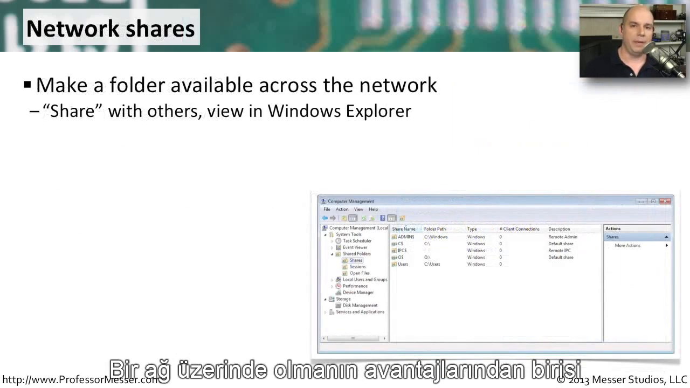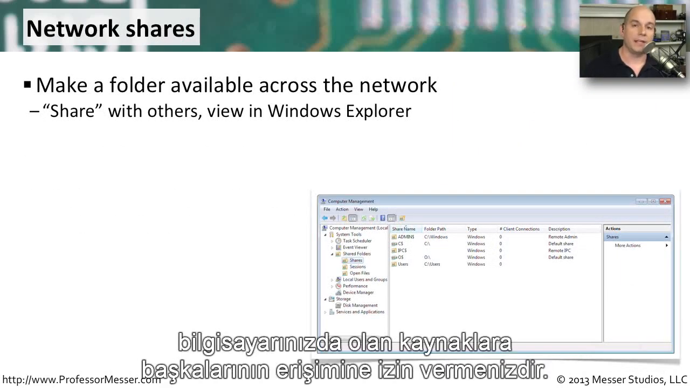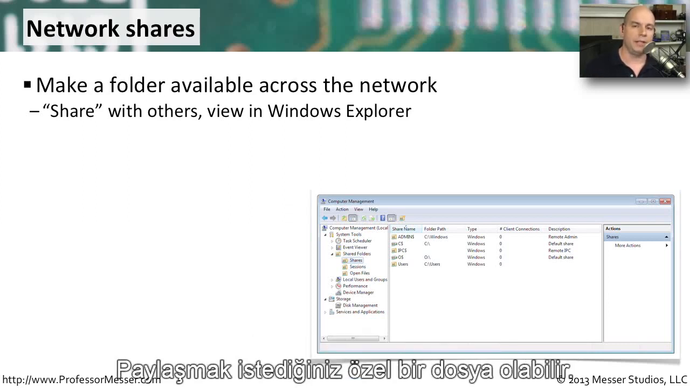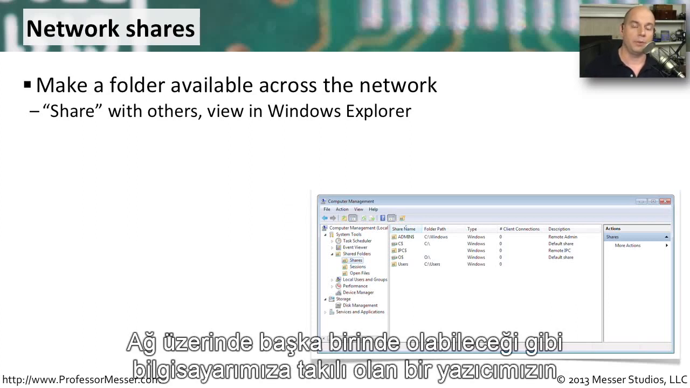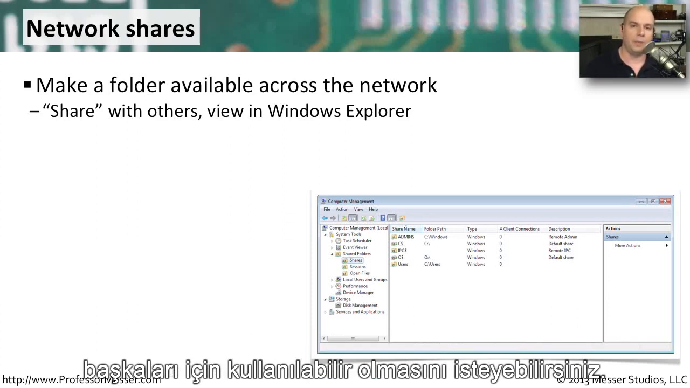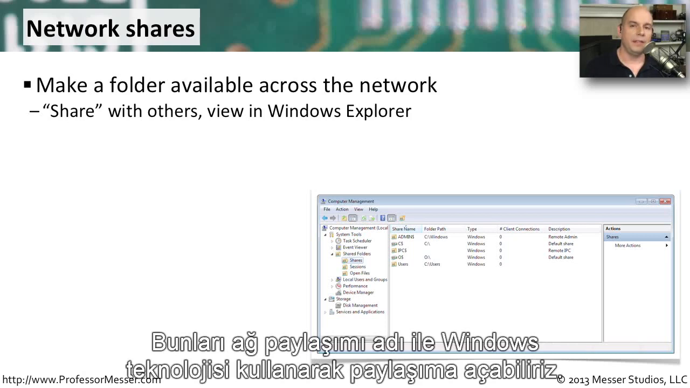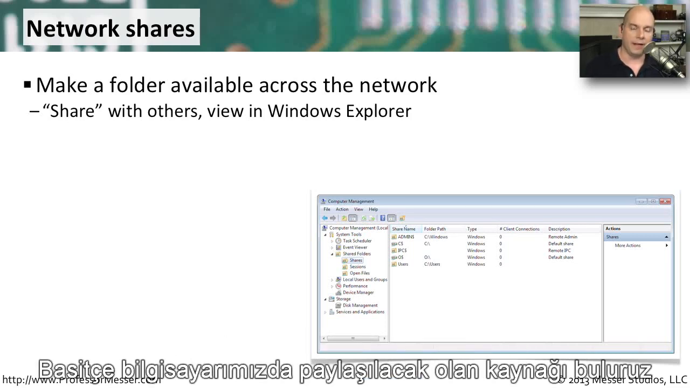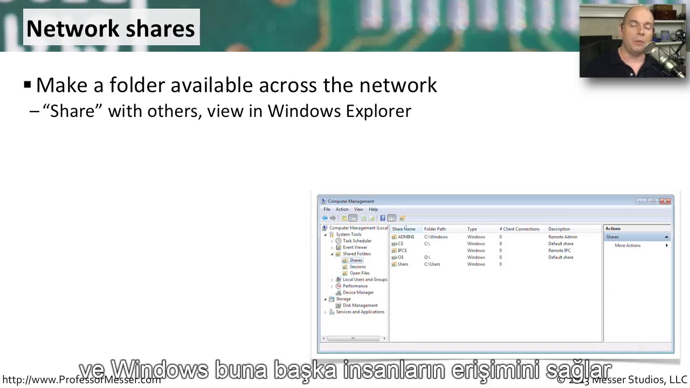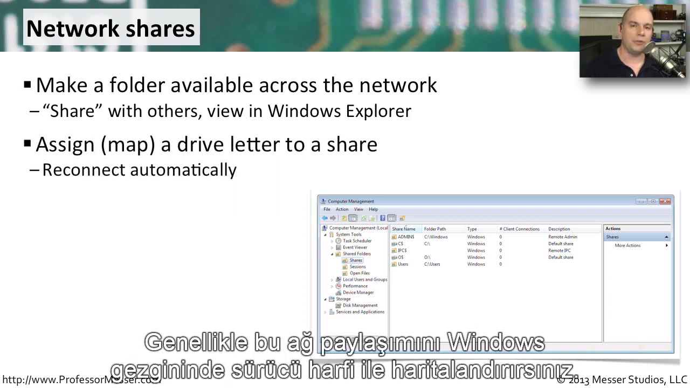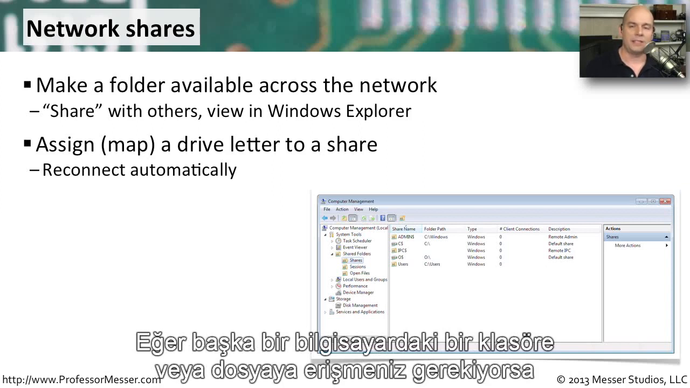One of the advantages of being on a network is allowing people to have access to the resources that might be on your computer. You might have particular files that you would like to share, or you might have printers that are plugged into your computer, and you'd like anybody on the network to be able to print to your printer. We provide this sharing capability through a Windows technology called a network share. We simply define a resource on our computer to be shared, and Windows makes sure that other people are able to access it. You would generally map a drive letter to this network share in your Windows Explorer if you need to access a folder or files that might be on another computer.